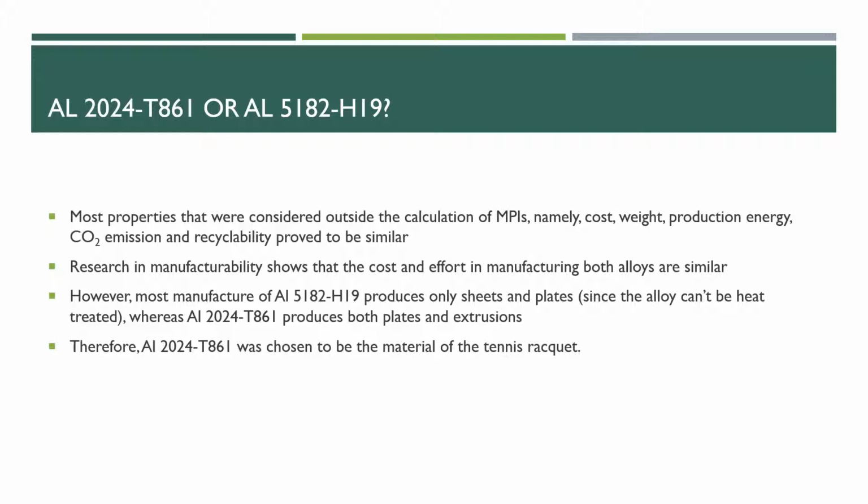What made us pick aluminum 2024 is that most manufacturers of aluminum 5182 produce only sheets and plates, since the alloy can't be heat treated, whereas the production of aluminum 2024 alloy produces both plates and extrusions. Therefore, we have chosen aluminum 2024 as the material of our tennis racket.